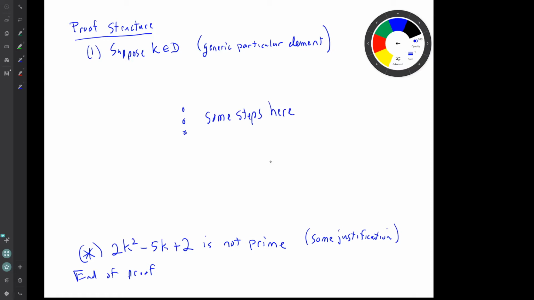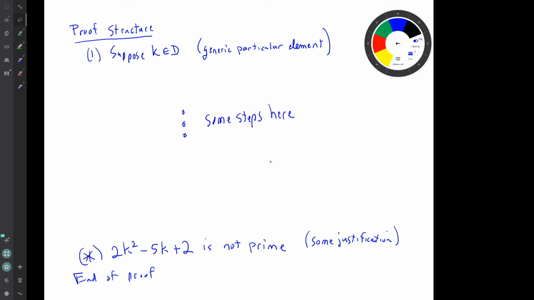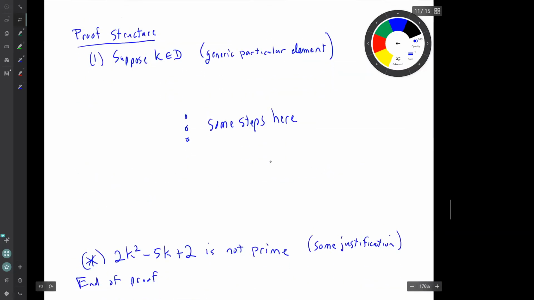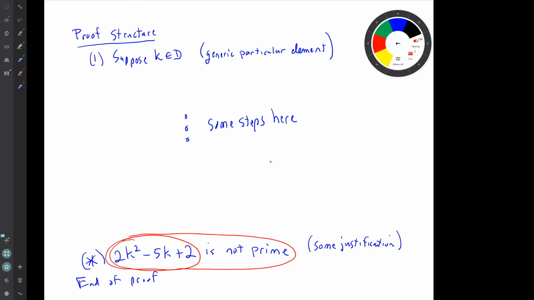Okay, I want to save that proof structure, so I'm going to copy it and put it on the next page. So now we'll scroll down and find this proof structure copied, and we'll start to fill it in. So there's the proof structure that we just copied. Now, how on earth do we prove this? Well, we know that we want to have this statement proven, and that statement involves this quantity, 2k squared minus 5k plus 2. So let's just build that quantity and see where it leads us.